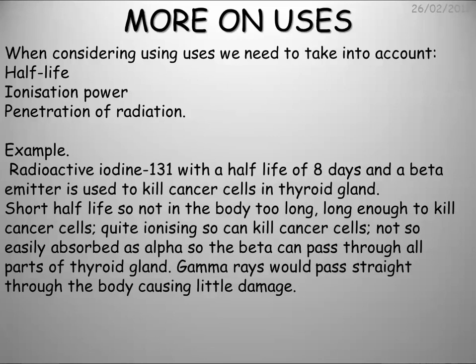Gamma rays would go completely through the thyroid gland and wouldn't be absorbed at all, so it wouldn't actually do anything. So what we need is something that will last in the body long enough to do some damage, kill the cancer, and get through the thyroid gland without causing too much damage to surrounding tissue, and in this case the best fit is the beta particle.